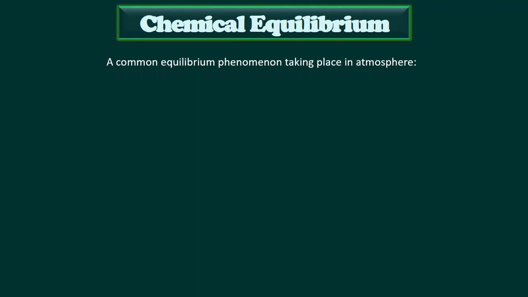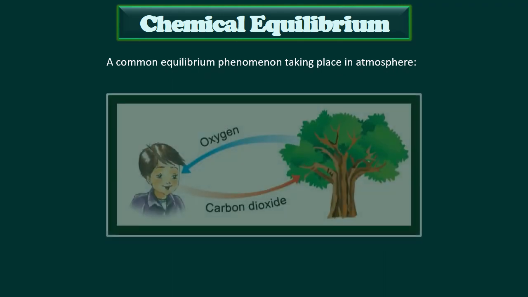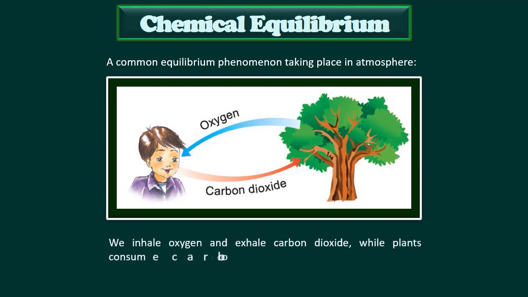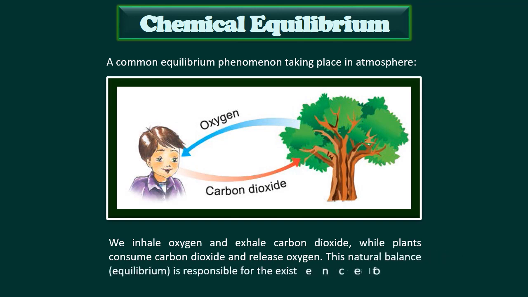A common equilibrium phenomenon taking place in atmosphere is the exchange of oxygen and carbon dioxide. We inhale oxygen and exhale carbon dioxide, while plants consume carbon dioxide and release oxygen. This natural balance is responsible for the existence of life on Earth.